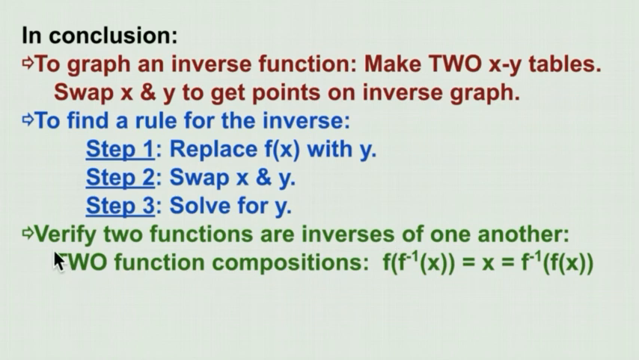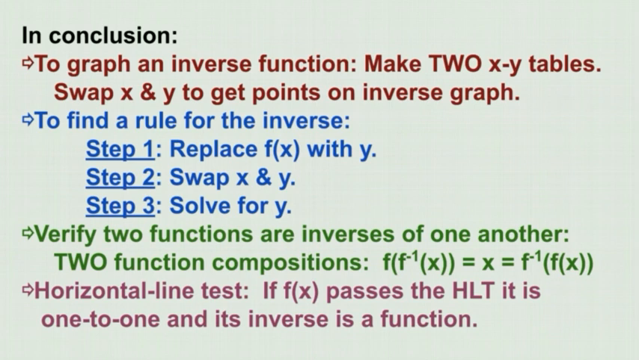And the next thing that you want to remember is that if you have to verify that two functions are inverses of one another, you have to do two function compositions. Show that f of f inverse of x is equal to x, and also show that f inverse of f of x is equal to x. Lastly, don't forget that the horizontal line test will tell us if a function is one-to-one, and if it is one-to-one, then its inverse is a function, and we say that the inverse exists.